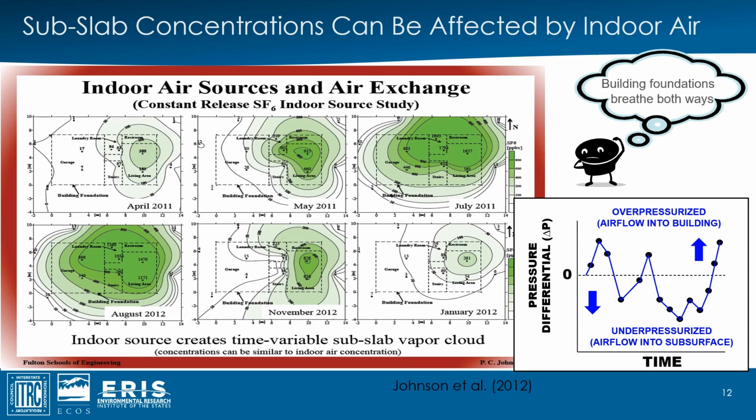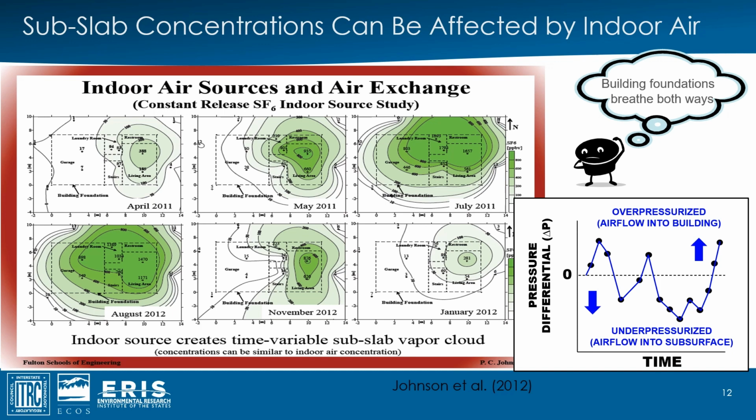Vapors found below a building can also come from indoor air. This figure shows the variability of sulfur hexafluoride concentrations below a home associated with a constant release of sulfur hexafluoride in indoor air. Sulfur hexafluoride is a non-reactive tracer gas that has no known indoor air sources.